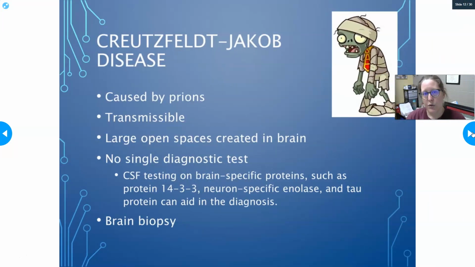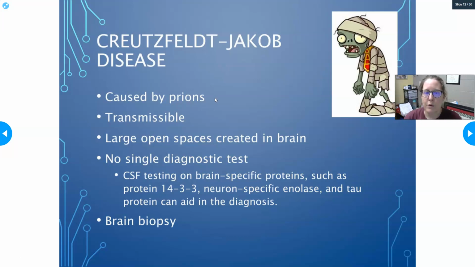Next is Creutzfeldt-Jakob disease. It's basically the human form of mad cow disease. It is caused by prions. Prions are misfolded proteins, and it's the PrP protein in the brain. It is transmissible, as in it's contagious in a way.